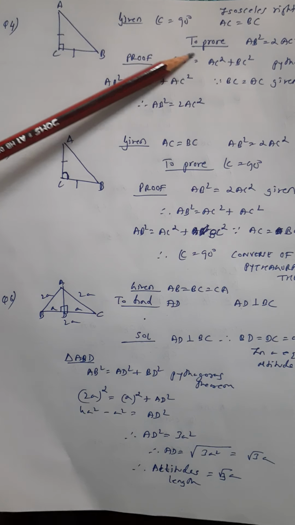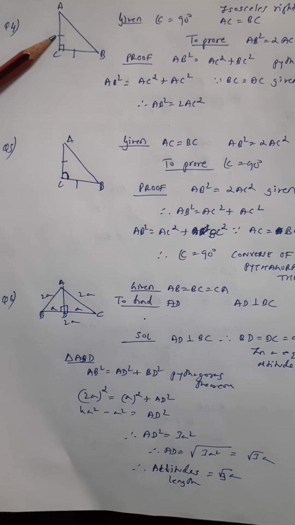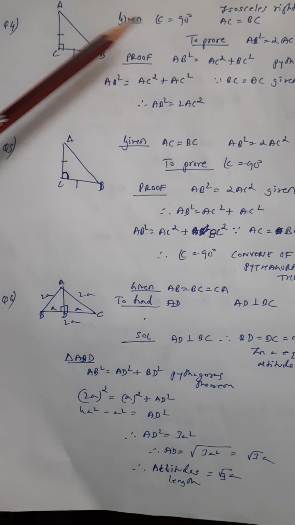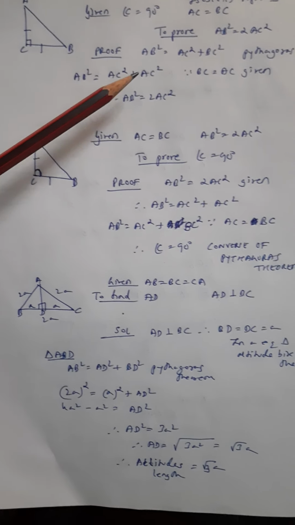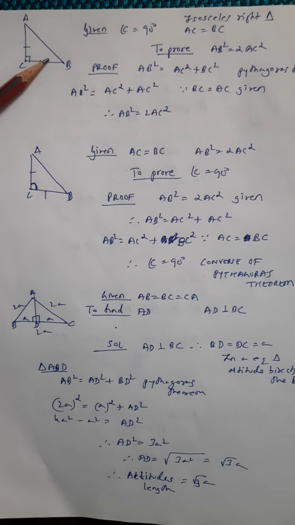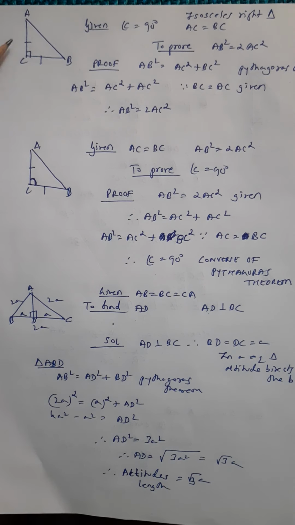And what is the question? We have to prove that AB square is twice of AC square. So what we need to do is first apply the Pythagoras theorem. AB square will be equal to AC square plus BC square, right?